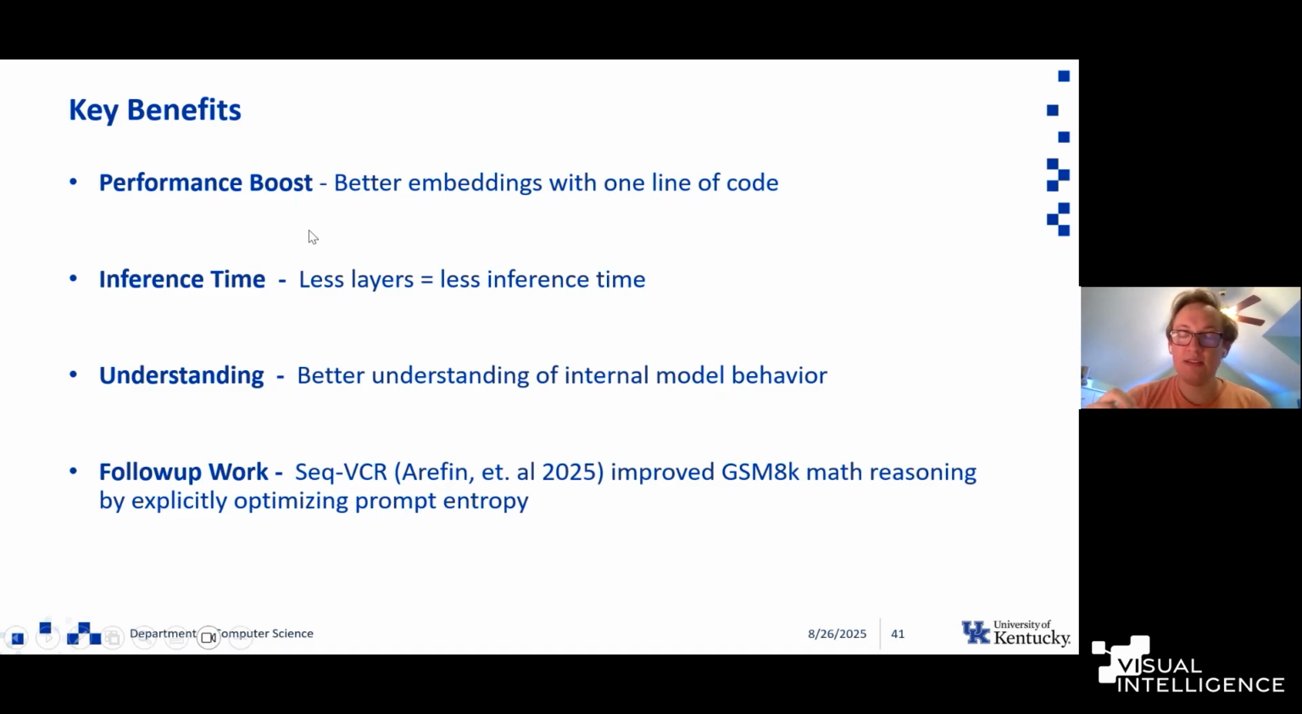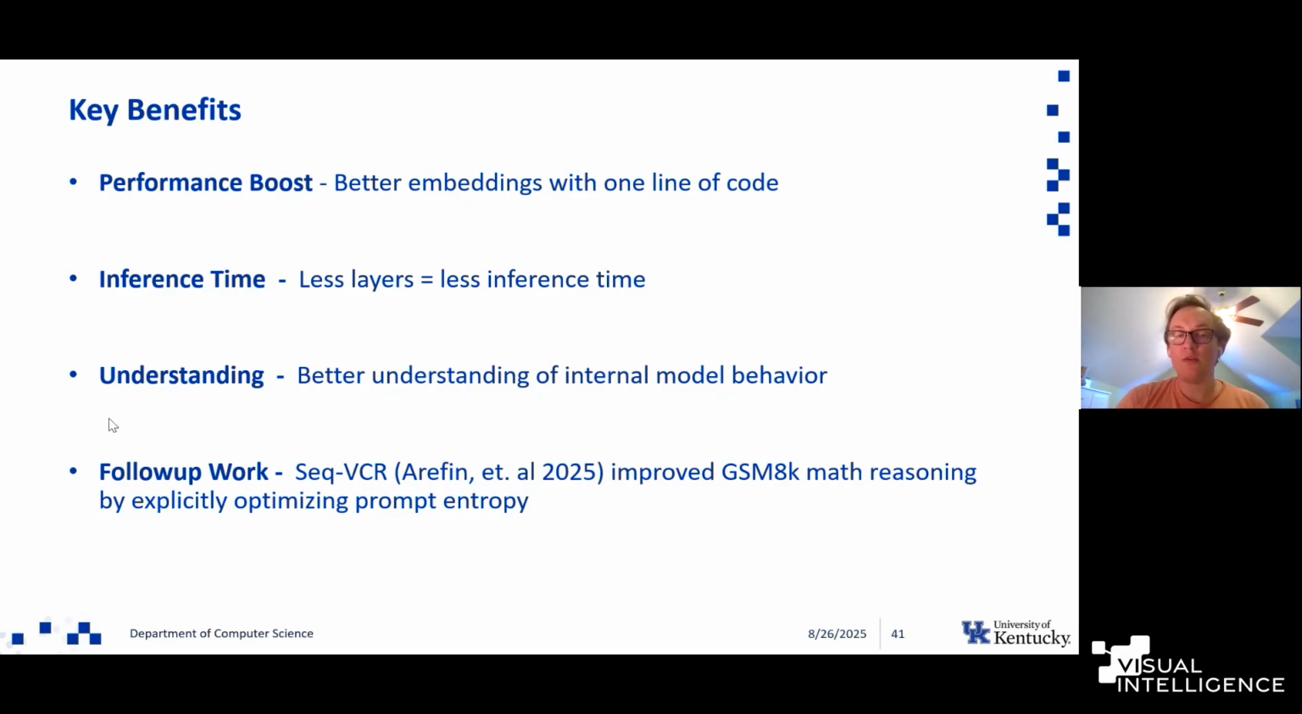If you're using an intermediate layer, this means you can load fewer layers into your model memory, which means less inference time and less memory required. Forward passes are much quicker, you can fit larger batches, and so on. It also imparts a better understanding of internal model behavior, so you can understand more how the model is processing information across the layers, which is not a bad thing. These models are black boxes, so any understanding that we can get is very helpful.